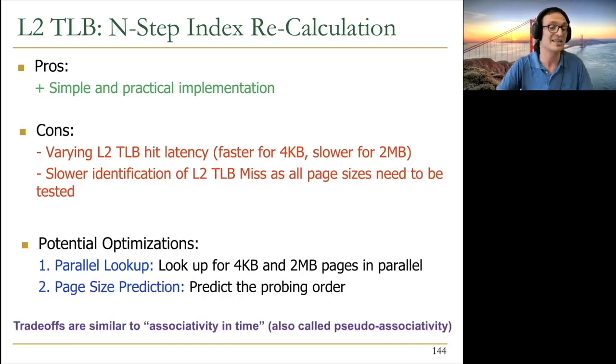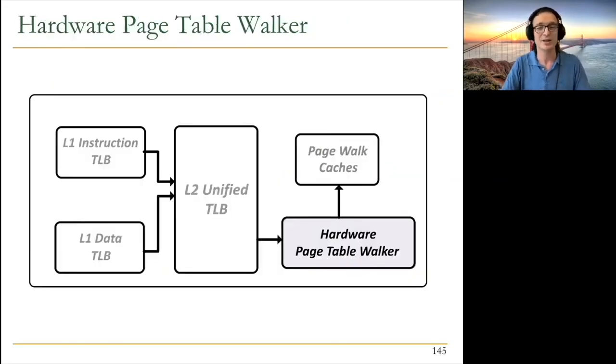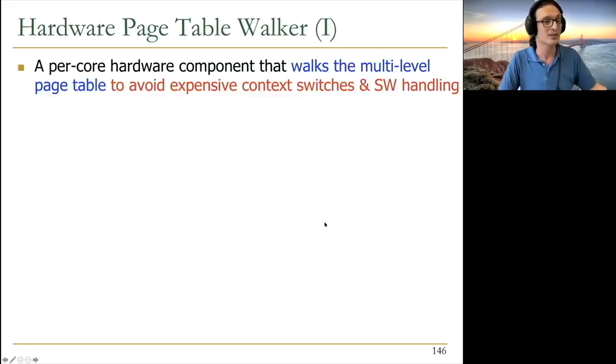And trade-offs are, again, similar to associativity in time versus space. Okay, let's talk about the hardware page walker components. As we said, TLB misses are handled in hardware. And this is an interesting, complicated component that walks the multi-level page table to avoid expensive context switches and software handling of TLB misses.